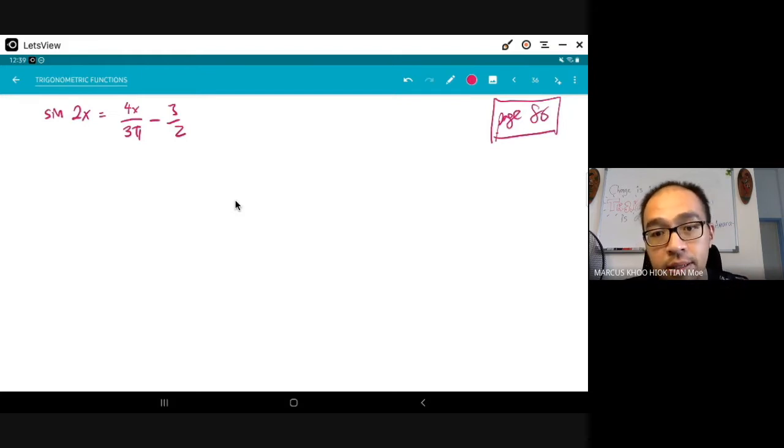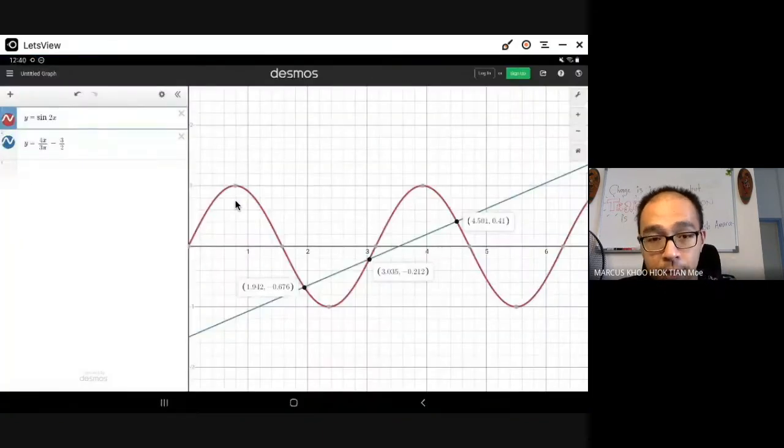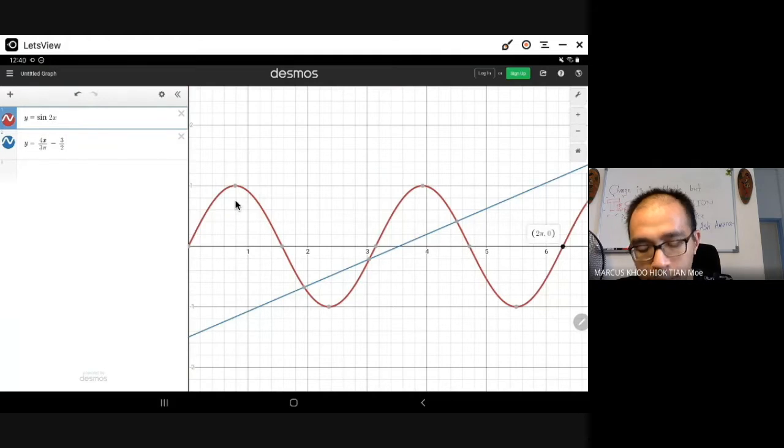that you already answered in your workbook. If you sketch the graph and then find the number of solutions, you will get something to this effect. But the problem is, it's until 2π, so 2π is over here. So sine 2x is 2 cycles with the maximum of 1 and negative 1. And y equals 4x over 3π minus 3 over 2 is the blue line, where the intersections are here.